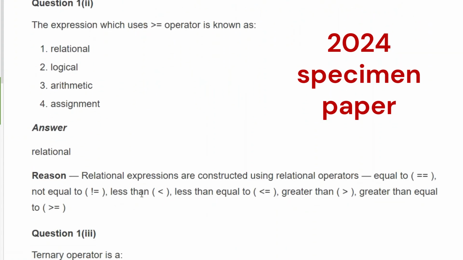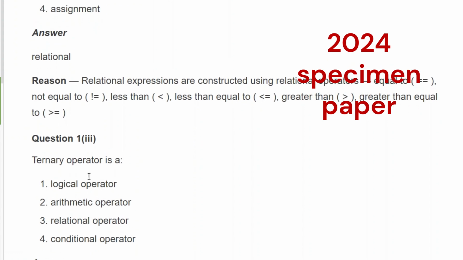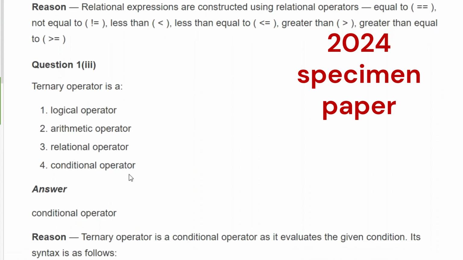Next question. Ternary operator is a dash. Ternary operator is a conditional operator. Ternary operator is known as the conditional operator because there is a condition.